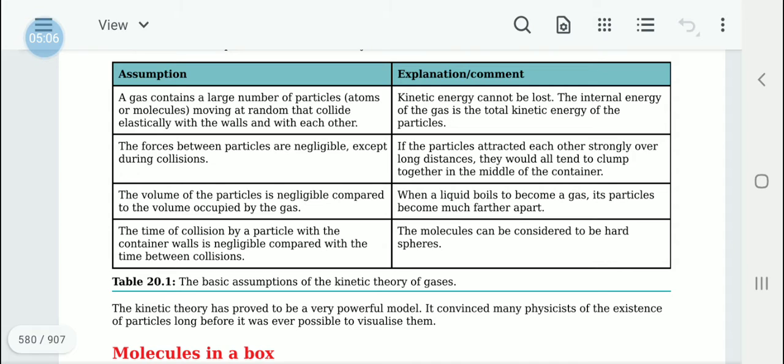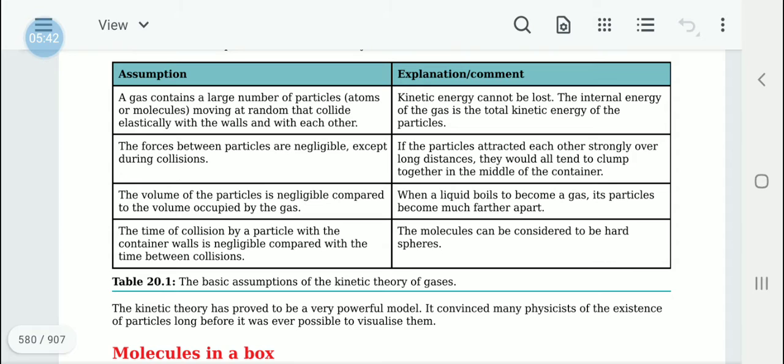So as a result, we can assume that it is made up of large particles, and they move at random, colliding elastically with the walls and with each other. Then the forces between particles are negligible except during collisions. That is another assumption that we take in proving Boyle's law and Charles' law. Once again, let me remind you, if you feel confused, we are talking about ideal gases. Ideal gases are different from real gases, right? So these are theoretical assumptions that we make.